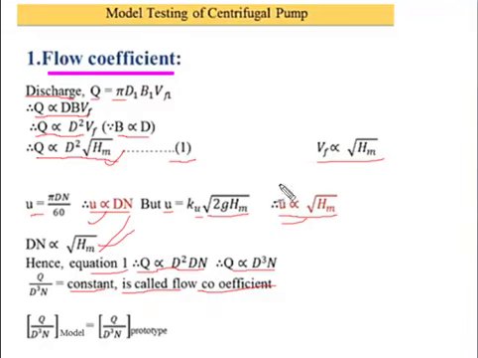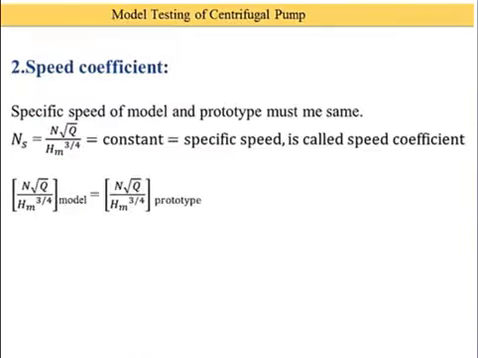This constant will be equal for the model and for the prototype. Here we have taken Q by d to the power 3 into n for model is equal to Q divided by d to the power 3 into n for a prototype model. This is the first parameter on which we can test a centrifugal pump model.